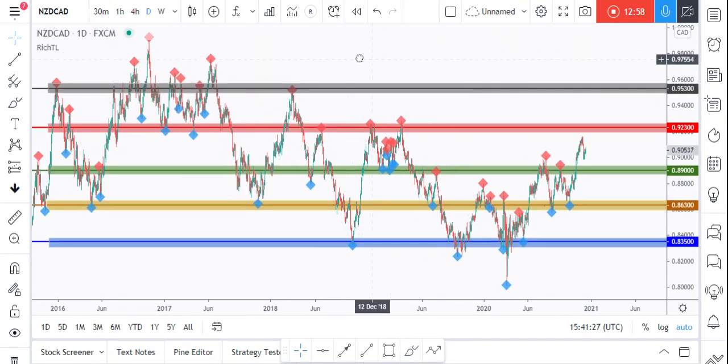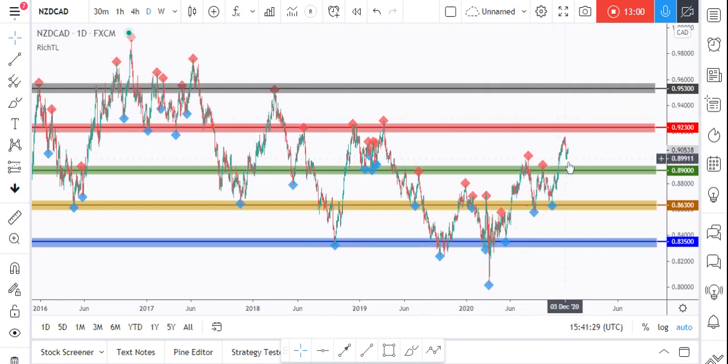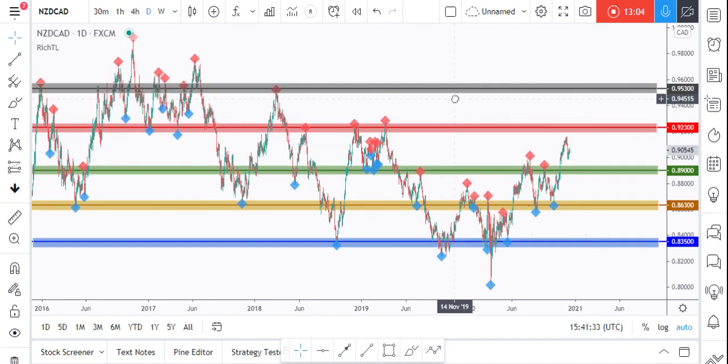That's it for the section. I'm not going into the setups and how to enter buy or sell, as this section is only about how to draw rule-based and objective support and resistance using RichTL.